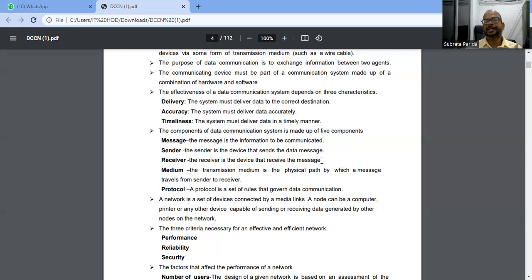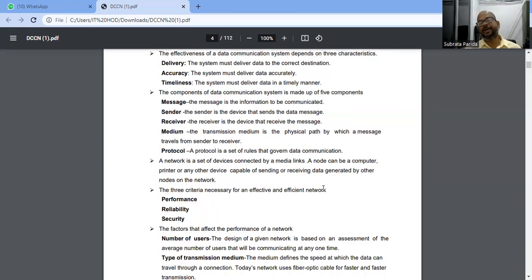The effectiveness and efficiency of one network depends on the performance of the network, the reliability of the network, and security of the network. One of the factors that affect the performance of the network is the numbers of users. When numbers of users are there under one network, the data communication system will degrade and be slow. Sometimes in our mobile system, we encounter communication failure, the busy network. That is due to numbers of users at a time in one BTS system.